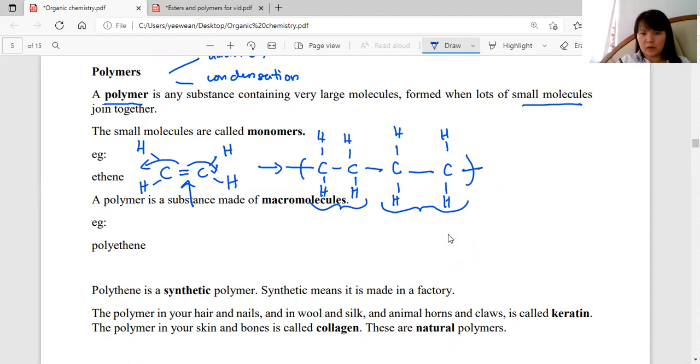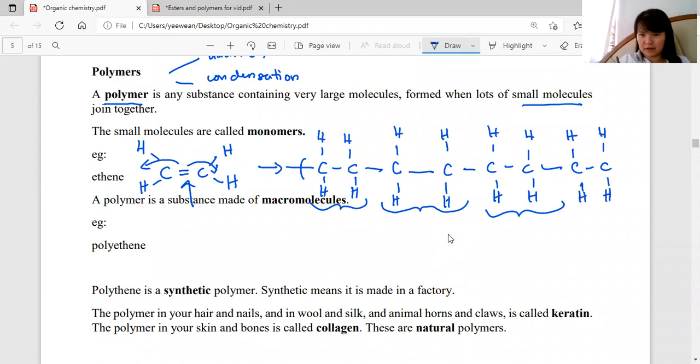There's 2 repeat units of the ethene, 1, 2. I can go on forever. I can continue here because it's a polymer. So this would be the next ethene, and the next ethene. So each of these ethenes provides an electron to the left and to the right to continue this chain.